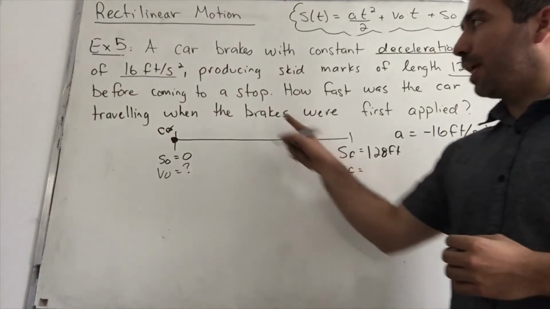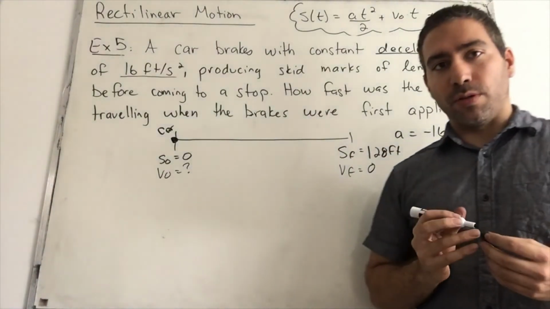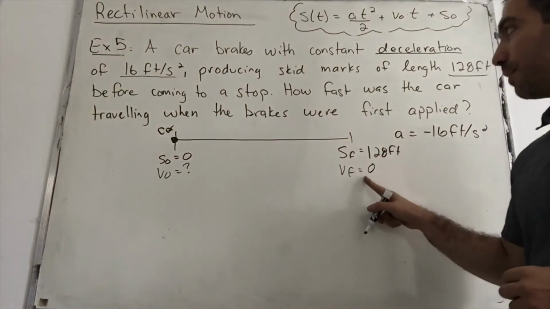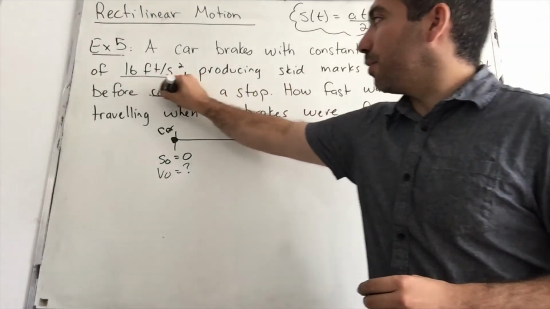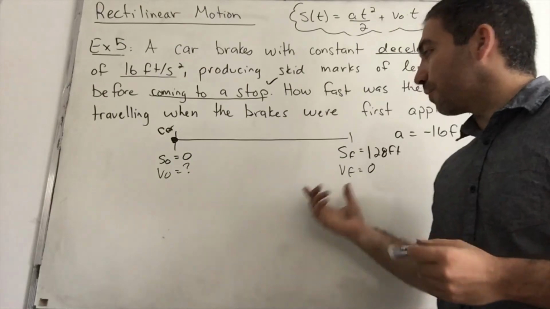Well, the V final, it came to a stop. So how fast are you going if you're stopped? You're not moving, so the velocity is 0. So that's information that's given. You have to really pay attention to keywords like this. It seems like it's irrelevant, but it's crucial to solving the problem.